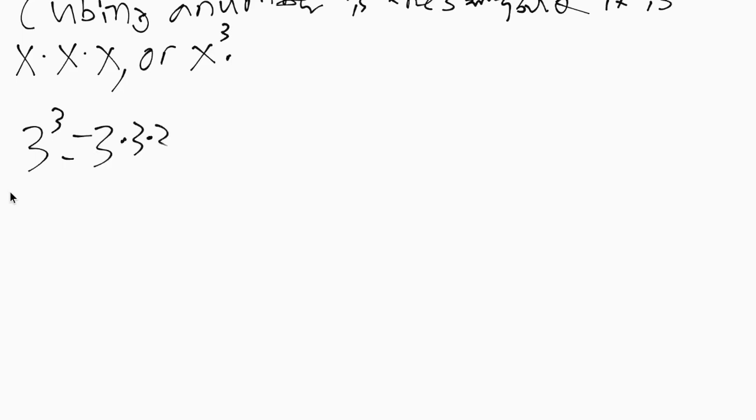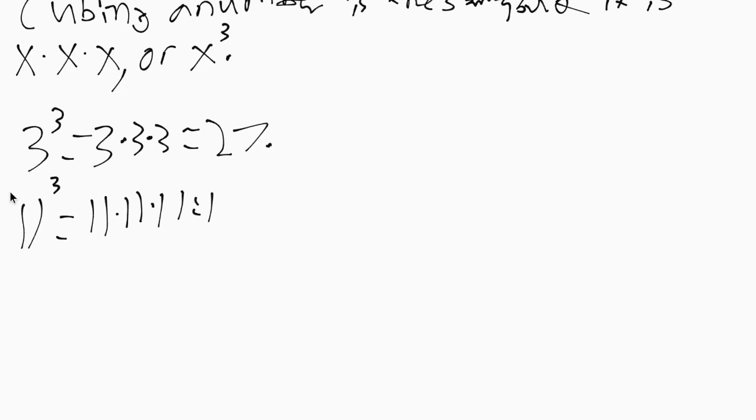3 cubed is 3 times 3 times 3, which is equal to 27. 3 times 3 is 9, 9 times 3 is 27. 11 cubed is 11 times 11 times 11, which is 1,331.